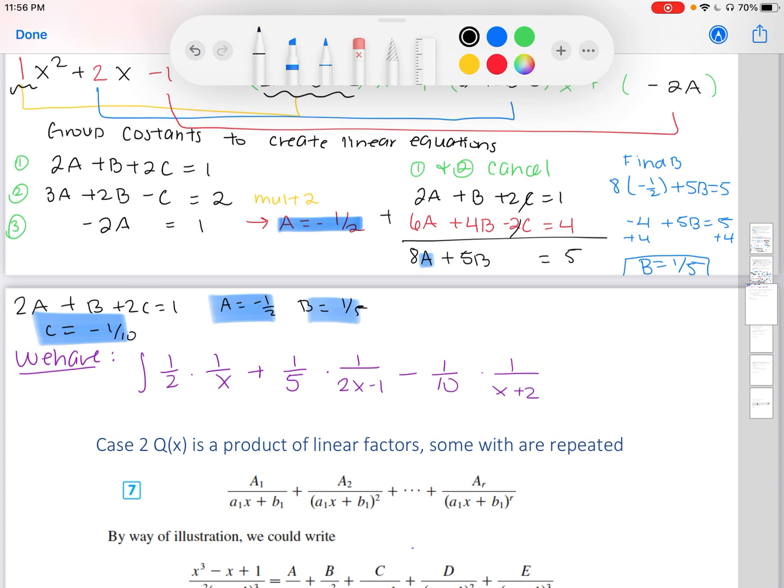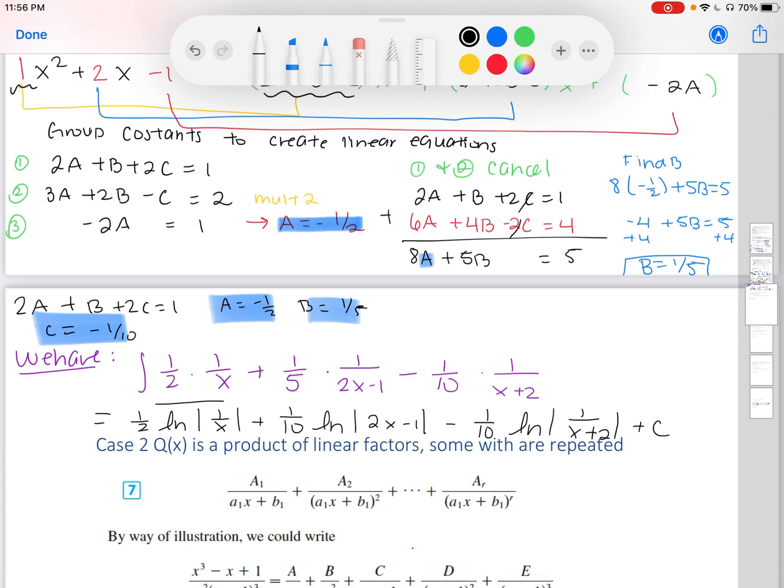And now we can just use our integration for a fraction of 1 over x, which will result in ln. So for the first one, we have 1/2 ln of x, plus 1/10 ln of 2x minus 1. And we have that 10 because we take the denominator of our 2x, minus 1/10 times ln of x plus 2, plus c.